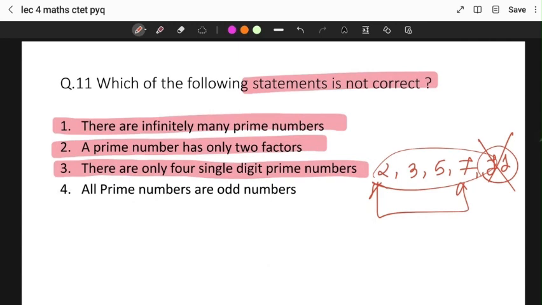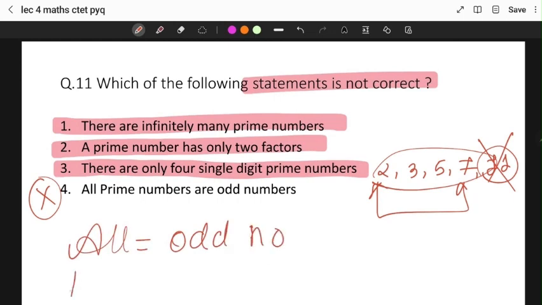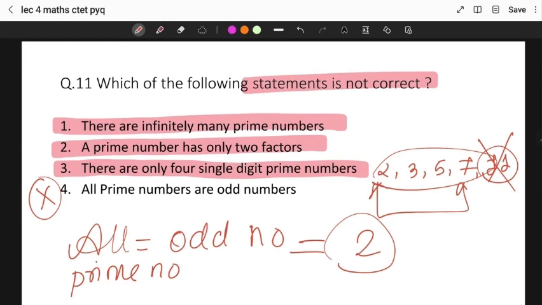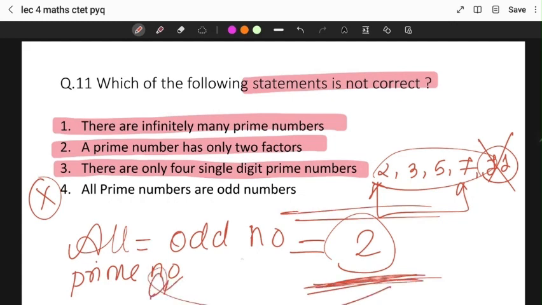The fourth option is talking about all prime numbers being odd. All prime numbers are odd. This is the wrong answer. All prime numbers are odd, no doubt, the only exceptional case is 2. The only even prime number is 2. Please make a note of it. So other than 2, all the prime numbers are odd numbers. Got it? So make a note of this.